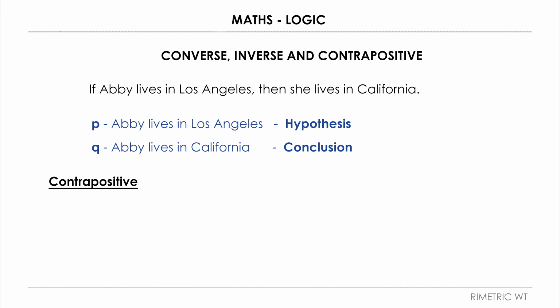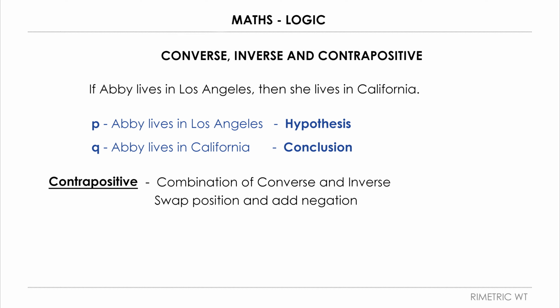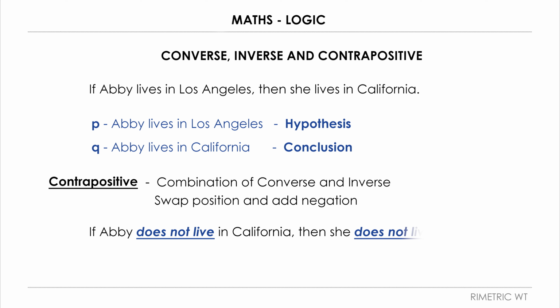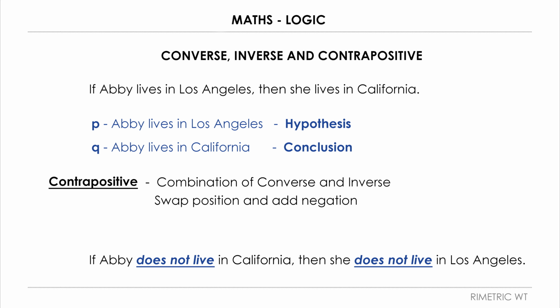The final one is the contrapositive. When we deal with the contrapositive, it is like a combination of the converse and the inverse. We do both. We swap the positions and negate them. It looks like this. If Abby does not live in California, then she does not live in Los Angeles. Here, we swap the hypothesis and conclusion of the original statement, and we add negation to both of them. Therefore, if the statement is P implies Q, then the contrapositive is not Q implies not P.